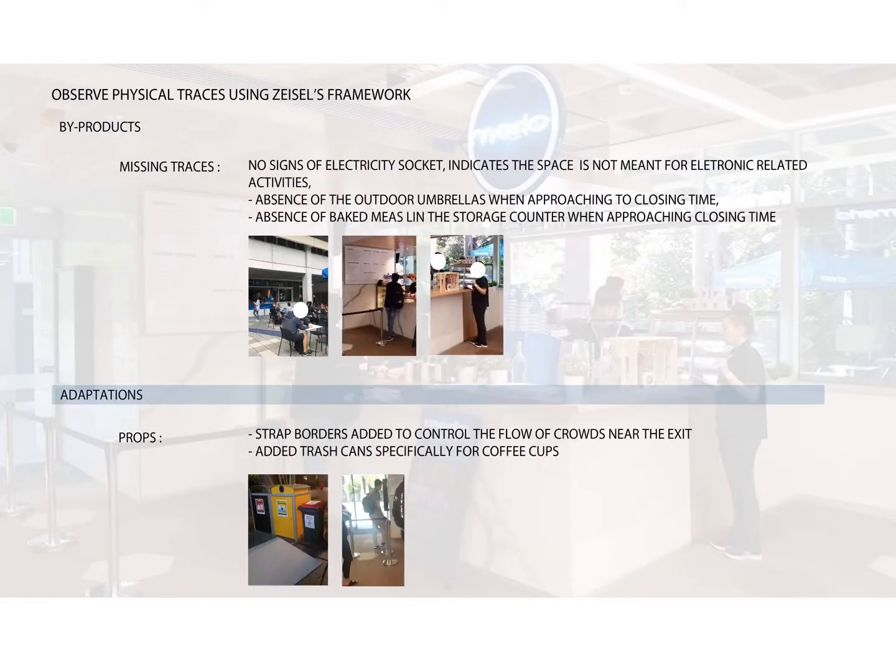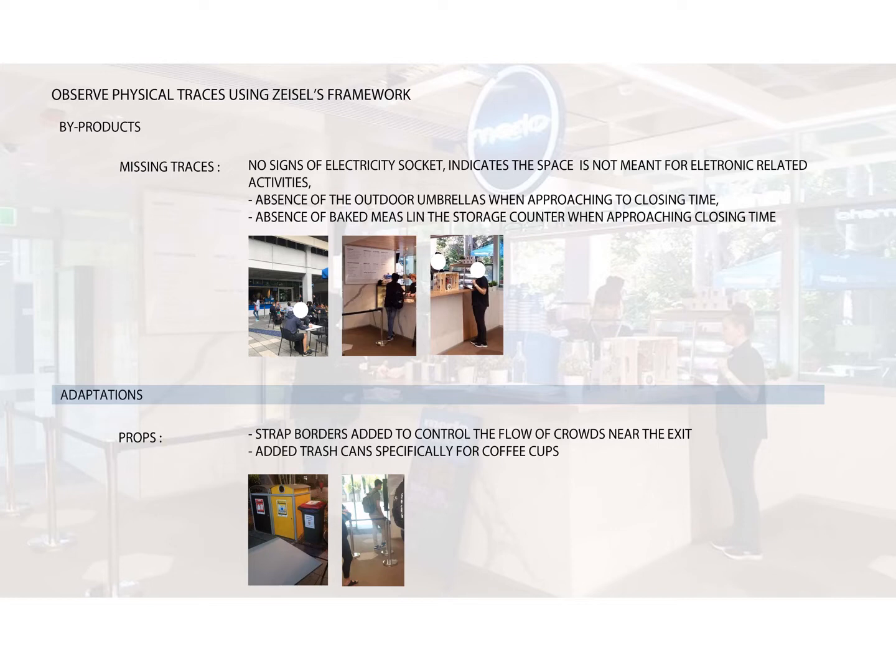Missing traces. There were no electricity sockets, which indicates that the space is not meant for long usage, especially using electronics. There was also an absence of outdoor umbrellas when approaching closing time, and an absence of baked meals in the storage counter, as a passive signal to customers that the cafe is preparing to close.